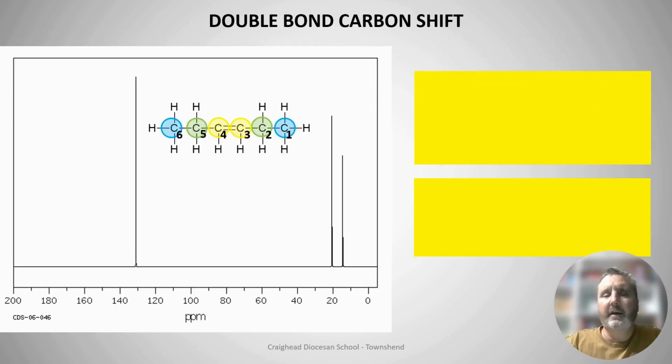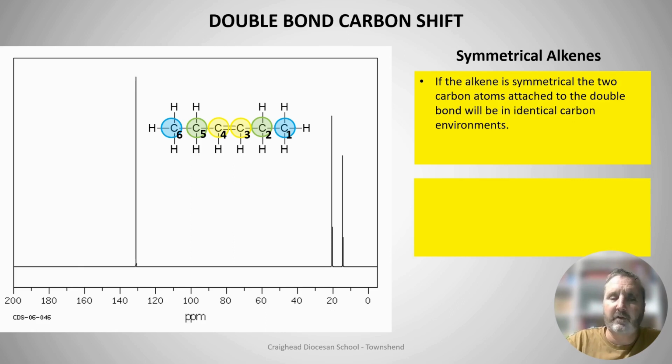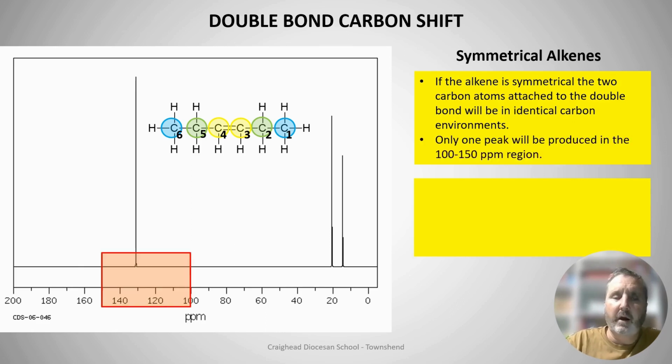Okay, so this one here is interesting. This is hex-3-ene. Now hex-3-ene is a symmetrical molecule. It's symmetrical down the middle. So the two carbons that are part of the double bond are actually in the same environment, so they're going to have their peak at the same place. It's still going to be within the range that we talked about, but there will only be one peak within that range. Notice also, because it's symmetrical, we've only got two other carbon peaks because we have two other sets of carbons that are identical.